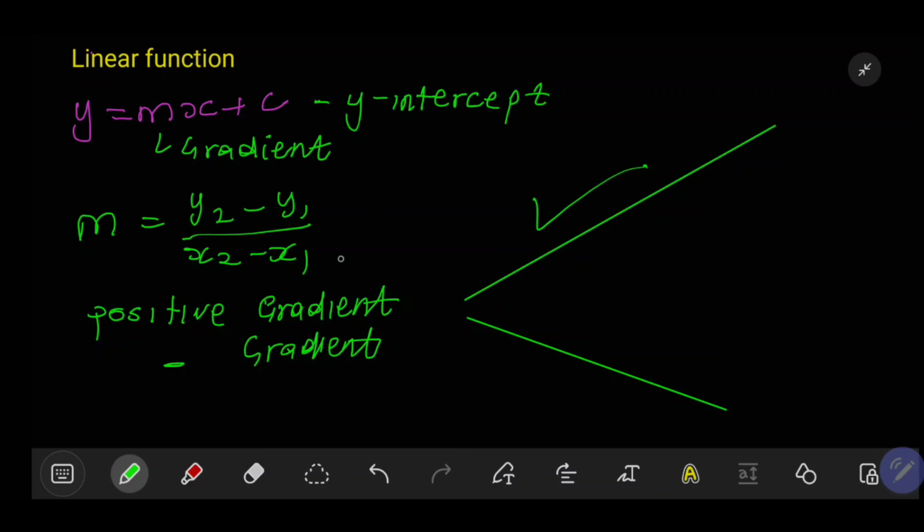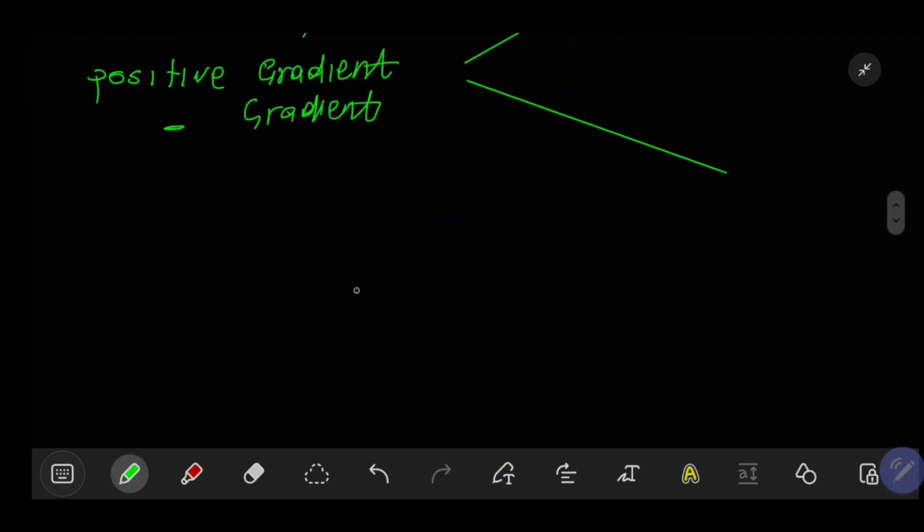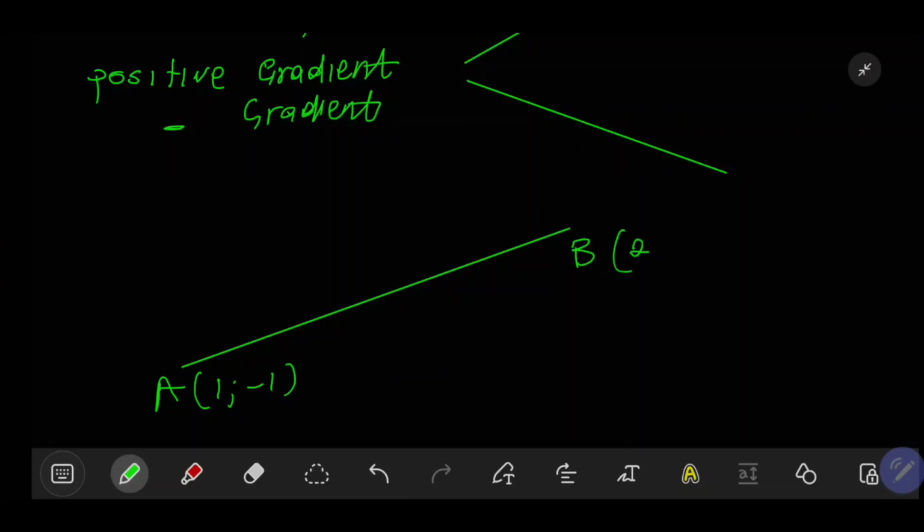So how do we determine the formula for a function? We must first calculate the gradient, and also find the constant. Suppose we are given this slope here, with point A whose coordinates are (1; -1), and point B whose coordinates are (2; 0). They want you to determine the general formula for this straight line.